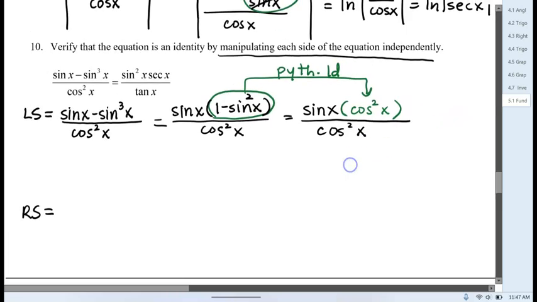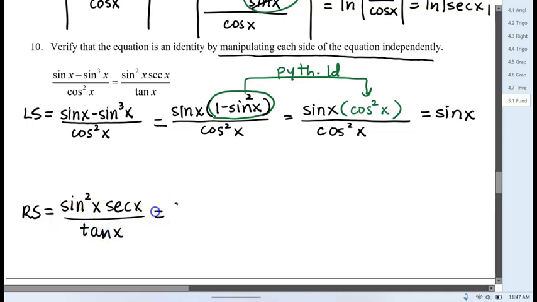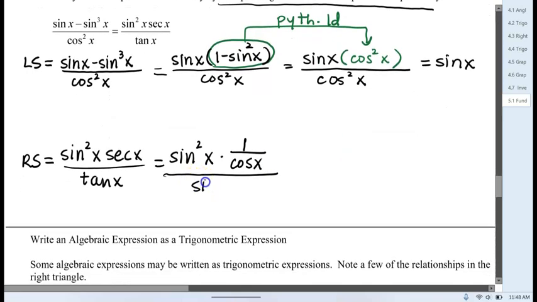Now I can cancel these cosine squareds, and I've showed that the left side of the equation is equal to sine x. Now let's work with the right side of the equation, which is sine squared multiplied by secant over tangent. Let's switch everything to sine and cosine and see if we can cancel out anything to also get sine on this side. So I've switched the secant to 1 over cosine, and I'm going to switch the tangent to sine over cosine. Let's clean up in the numerator.